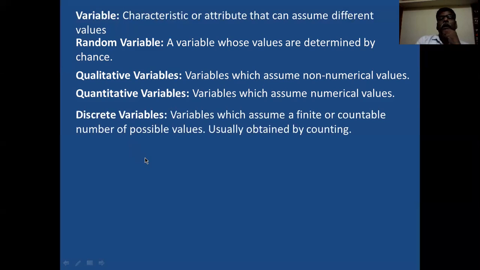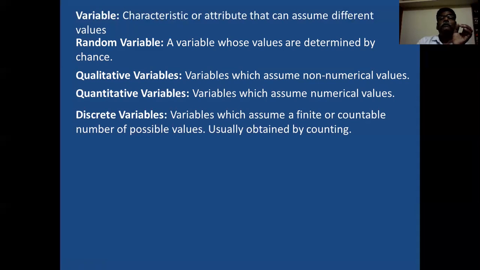Okay. Then another variable is there, classified into different ways: the discrete variable. What is a discrete variable? A variable which assumes a definite or countable number of possible values. You see this point very carefully. A discrete variable assumes a definite or countable number of possible values, usually obtained by counting. Usually we obtain it by counting. That variable is called a discrete variable.